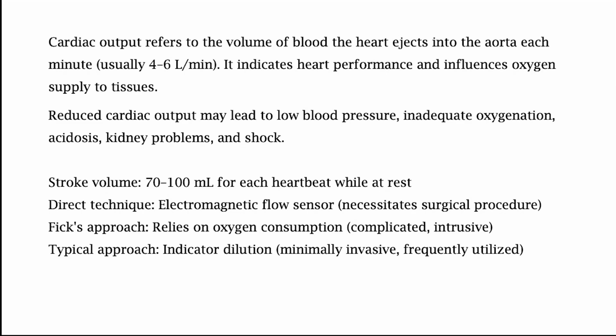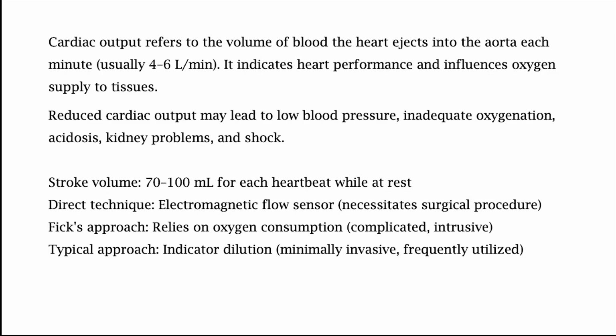This essentially computes the oxygen consumption divided by the arteriovenous difference in oxygen. If I can measure VO2, the amount of oxygen that is consumed, and the amount of oxygen in the veins and the amount of oxygen in the arteries, I could essentially compute the flow, right? That is essentially VO2 divided by the arteriovenous difference. This is called the Fick approach.